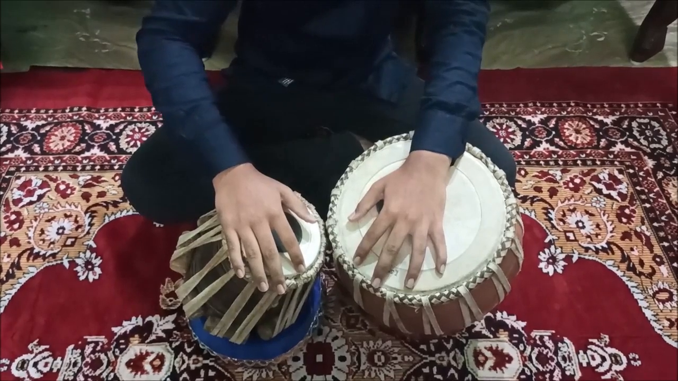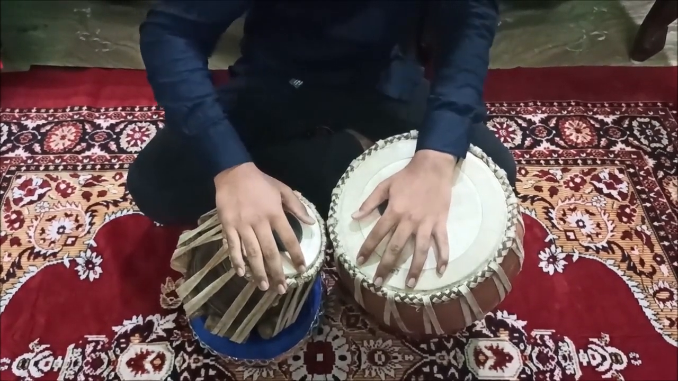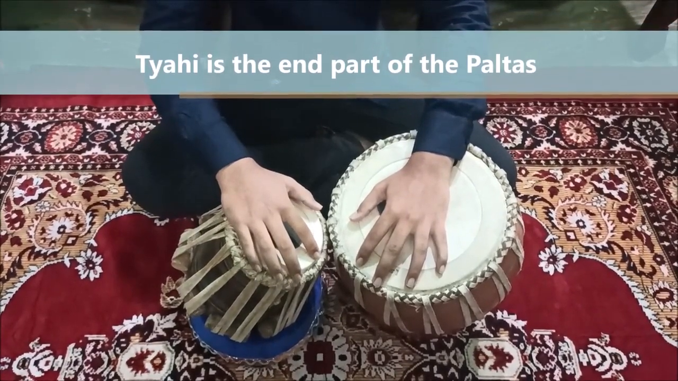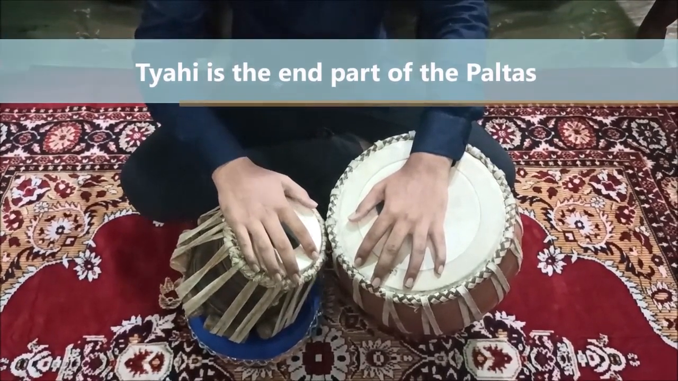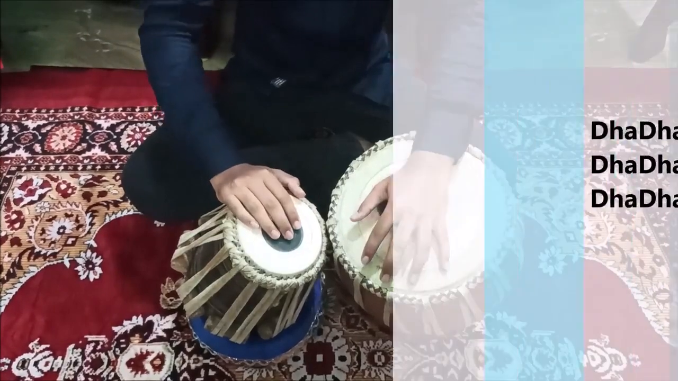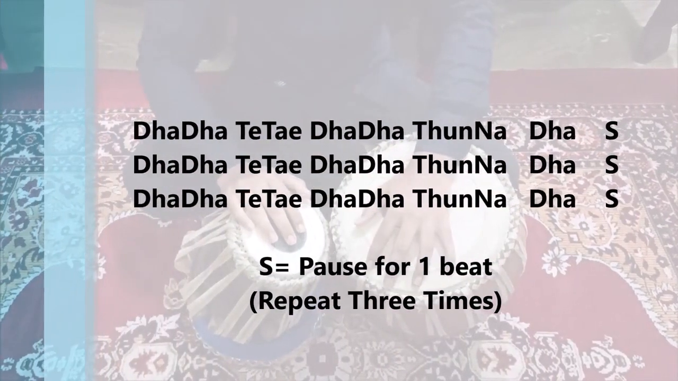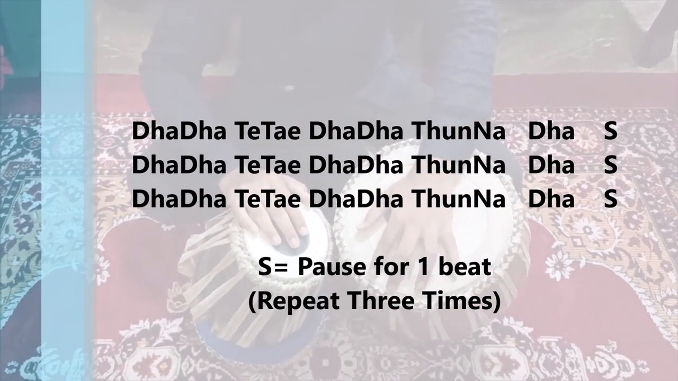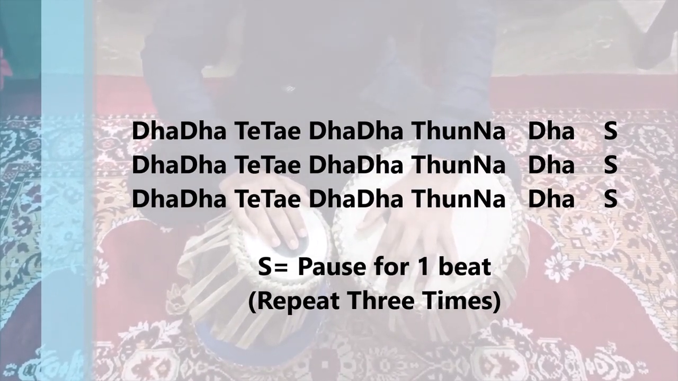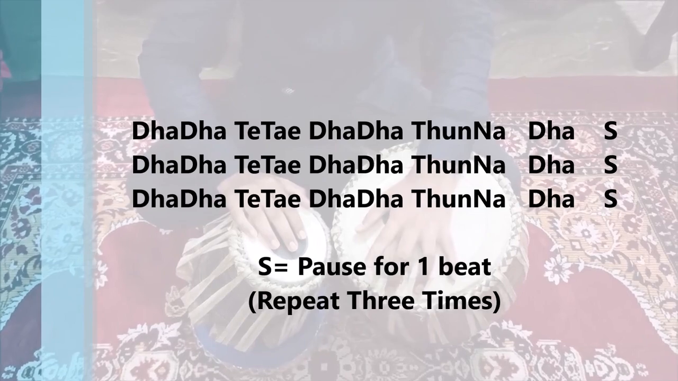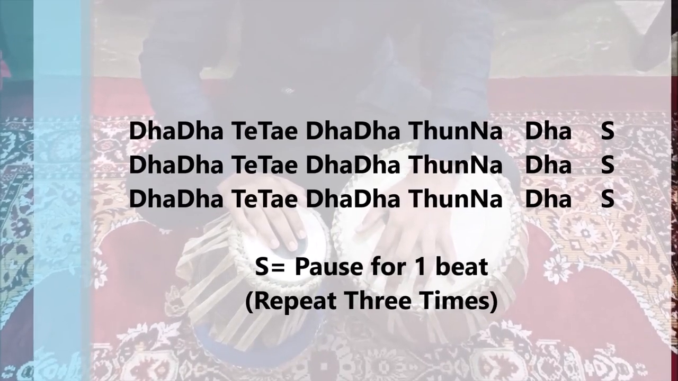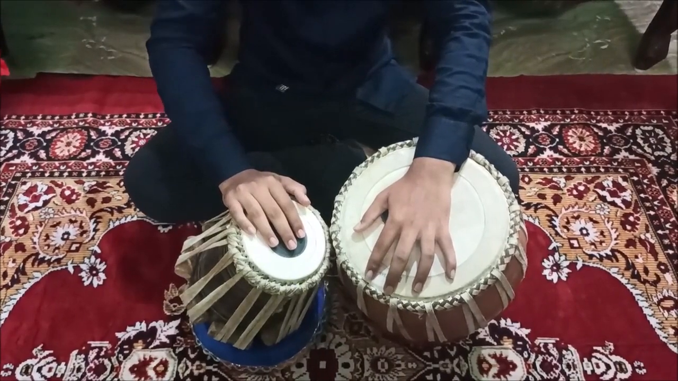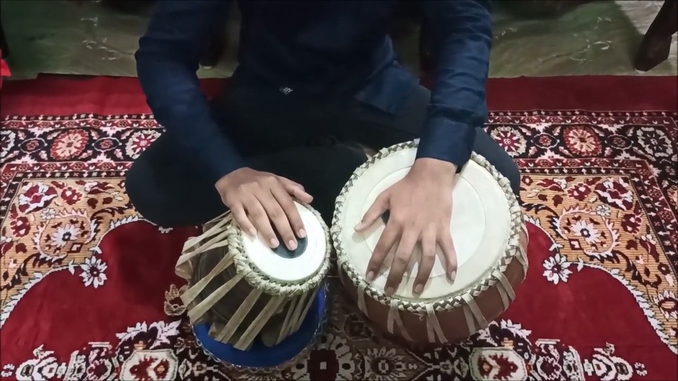Now, after playing these paltas, there should be an end to the paltas. So to end the paltas, we play the tihai. The tihai for this qaida is dha dha te te, dha dha thunna dha, pause, dha dha te te, dha dha thunna dha, pause, dha dha te te, dha dha thunna dha. You will play this tihai 3 times. Let's see how to play this tihai.